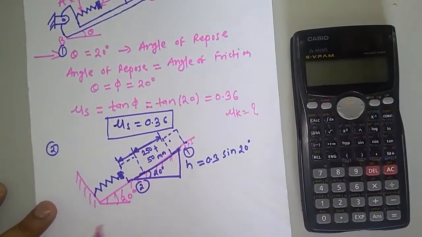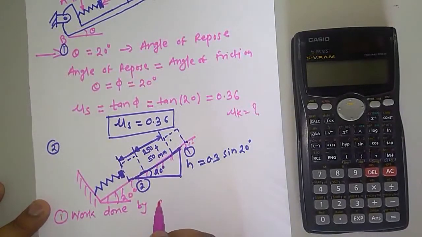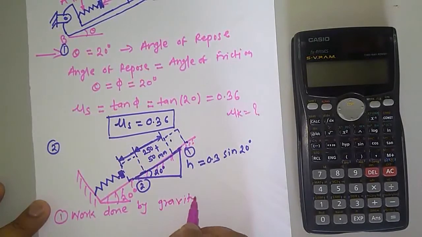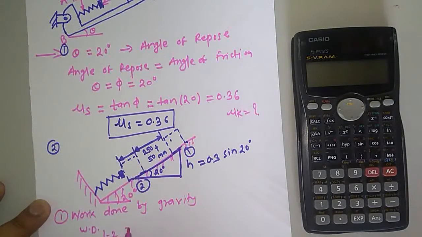The first is work done by gravity. How will we write the work done by gravity? The work done from position 1 to 2 is mgh.